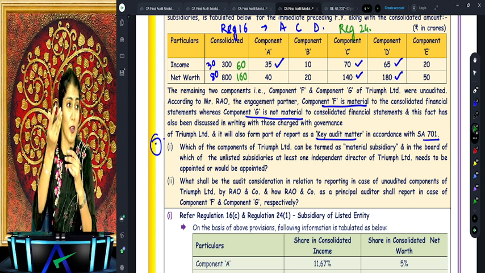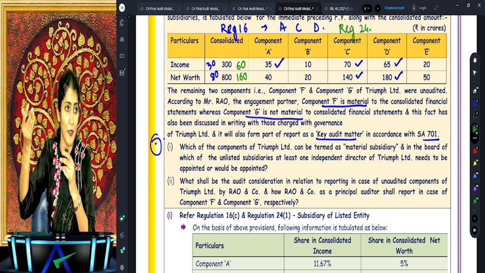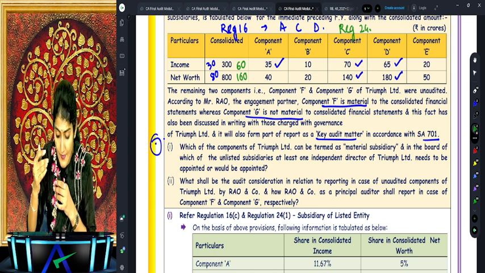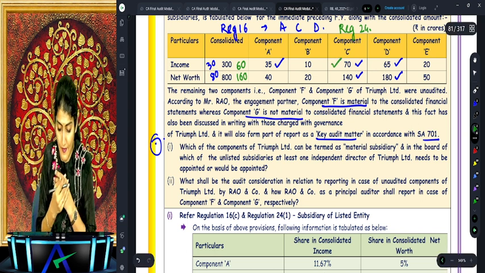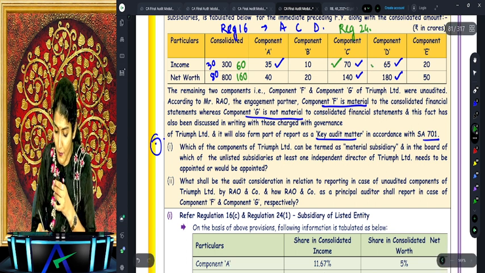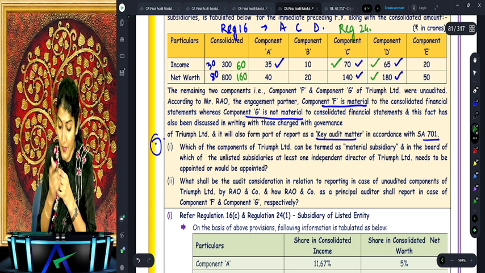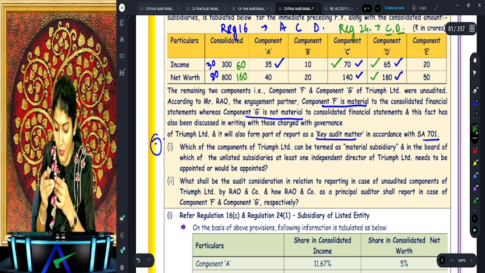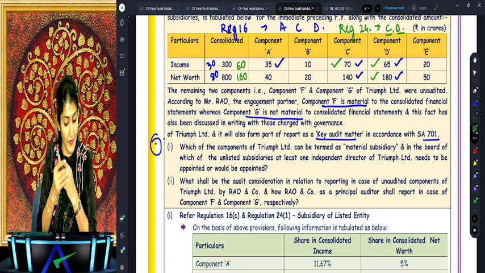Component B, though it is not fitting into 10%, so no question of it fitting into the 20% criteria. Then component C, 60, 160, so yes, and a 70 over here. And component D, what does it say? 65, 180, so 60, 160, both exceeded. So for the purpose of regulation 24, which is the material subsidiary over there, C and D. Are you understanding that?